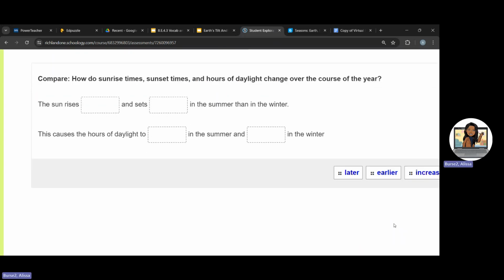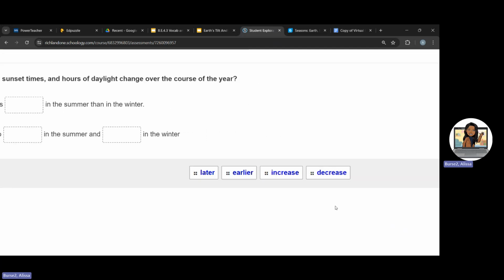So for this one, y'all, more drag and drop. Remember, the sun is rising and setting, but I do expect that the sun would rise either earlier or later when we're looking at the summer as opposed to the winter. And that's going to cause either an increase or decrease depending on the season and daylight hours. So you're going to drag and drop those words and put those in.